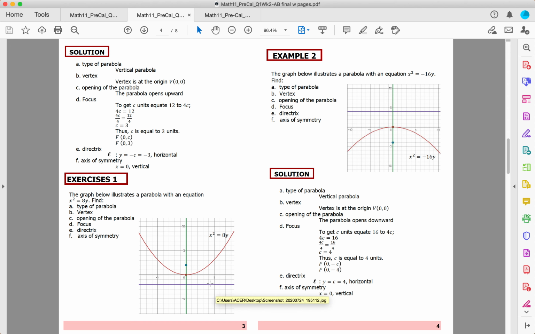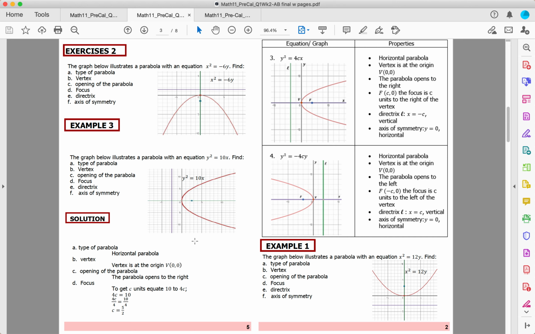All right, so let's proceed to example number 2. Exercise number 2. Okay, so the same procedure as exercise number 1. You just have to determine the type of parabola. So it's opening downward, so it's also a vertical parabola. The vertex is at 0, 0. Correct? The opening is downward. The focus is at this point. But this point is determined by solving for this value.